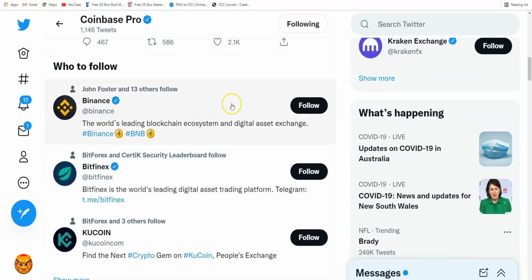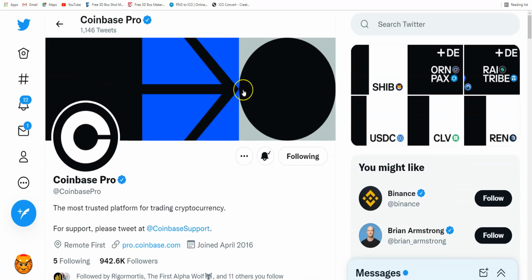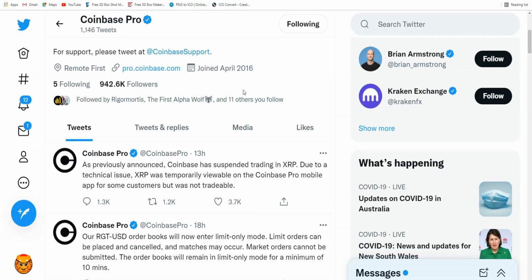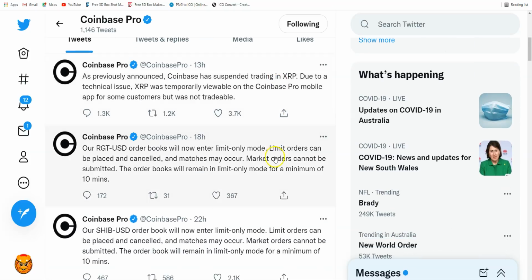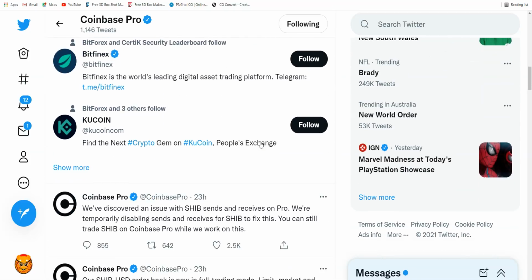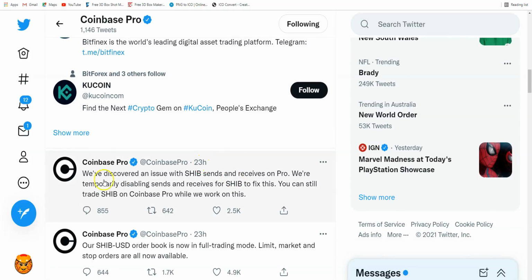Okay, cool. So this is on their Twitter page. It looks like they've been experiencing some technical difficulties. There's a recent technical issue which they had with XRP. But I'm just going to quickly scroll to SHIB here. It says here, about 23 hours ago, we've discovered an issue with SHIB sends and receives on Pro. We are temporarily disabling sends and receives for SHIB in order to fix this. You can still trade on Coinbase Pro whilst we fix this.